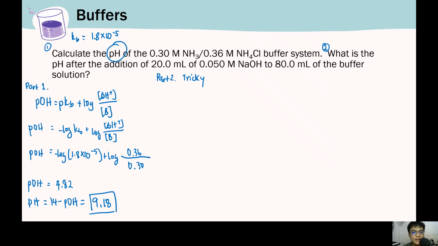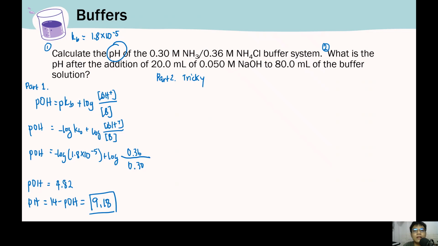Okay, question is, what is the pH after the addition of 20 ml of 0.05 molar sodium hydroxide to 80 ml of the buffer solution? Okay, sabi dyan, you have a buffer solution, tas dinagdagan mo daw siya ng 20 ml ng sodium hydroxide. So, ibig sabihin, pag dinagdagan mo yun ng liquid, the volume will increase. And what happens when we increase in volume?